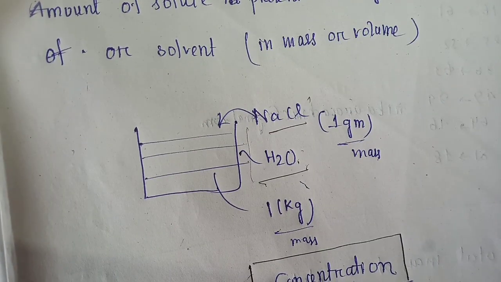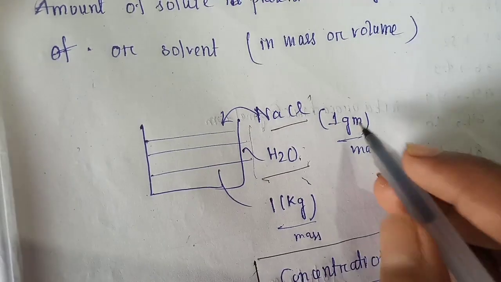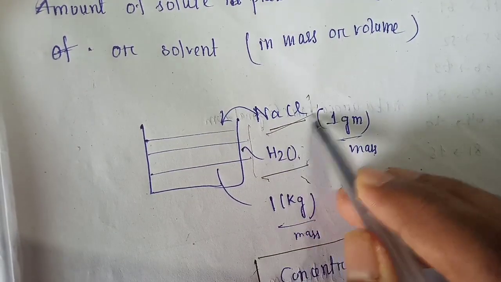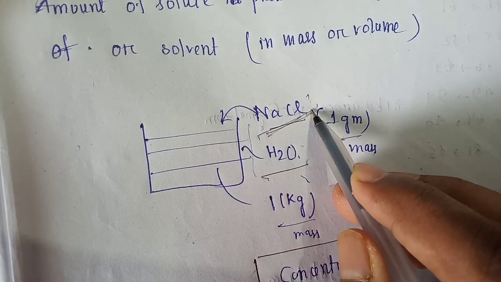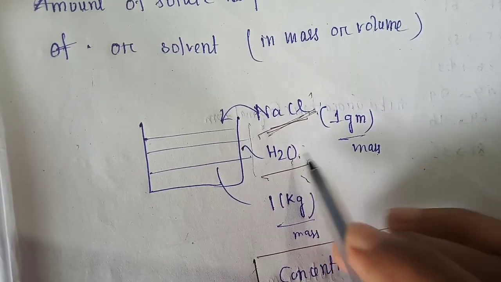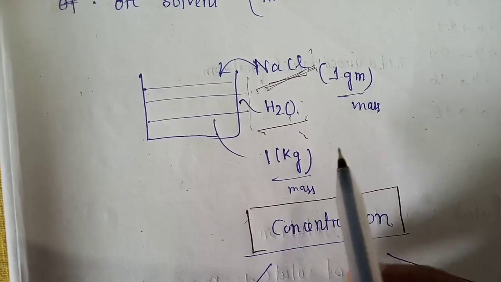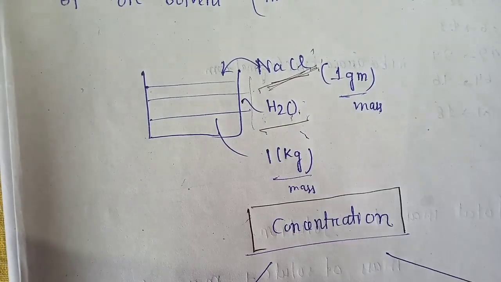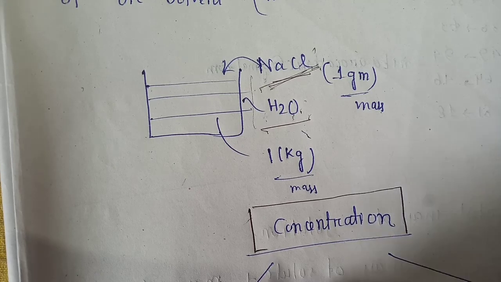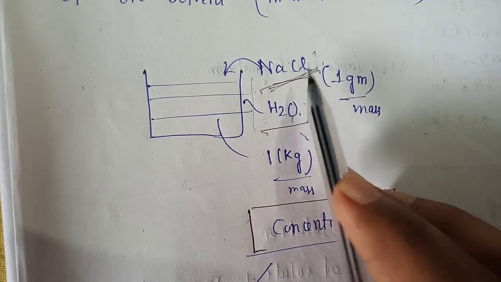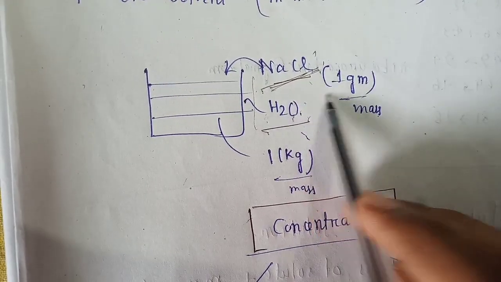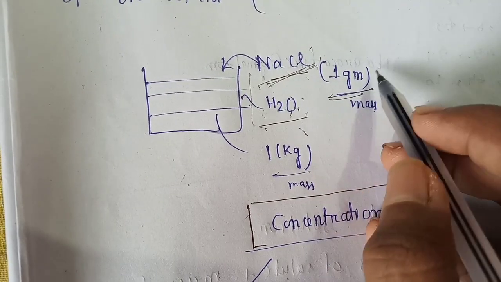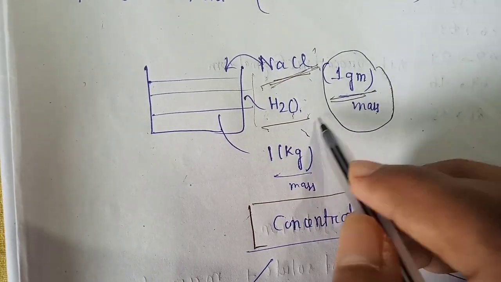So actually H2O is our solvent here and NaCl is our solute, because the amount of NaCl is less than H2O. Say the mass of water is 1 kg, for example, and the mass of NaCl, sodium chloride, is 1 gram. So this is the mass of solute and this is the mass of solvent.